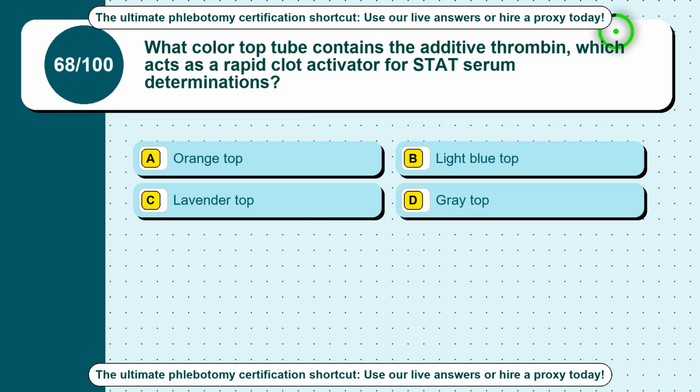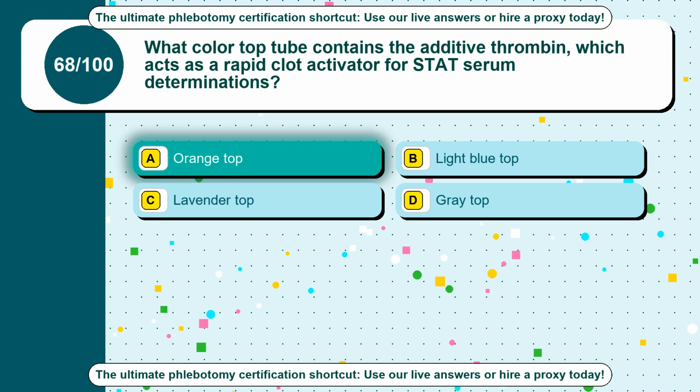Question 68. What color top tube contains the additive thrombin, which acts as a rapid clot activator for stat serum determinations? Option A, orange top. Option B, light blue top. Option C, lavender top. Option D, gray top. The correct answer is option A, orange top.